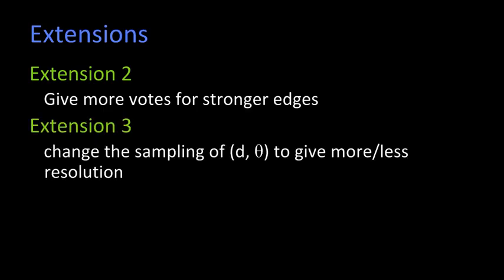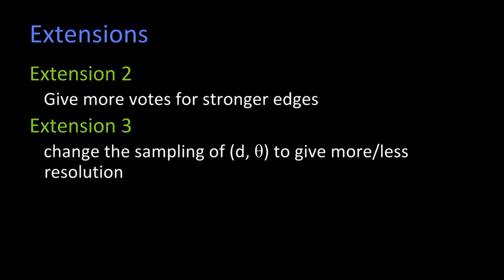Another extension, and this is similar to what I was talking about before, is changing the bin size of theta and d. As we said before, big bins make it easy to vote, it's fast, but you sometimes can get similar lines landing in the same bin. Too fine a bin, and you have this problem that the real line, because of noise, votes for different bins.